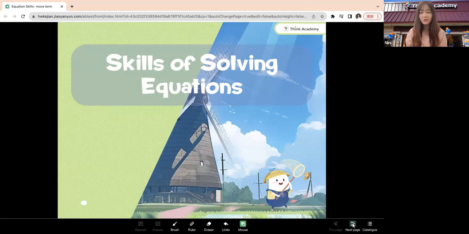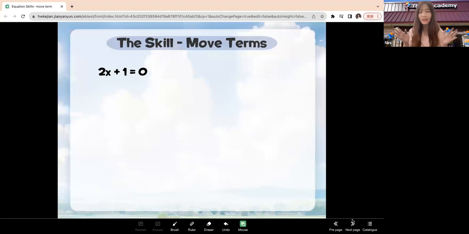So today we are going to learn a very important and foundational skill, which is to move terms in an equation. Maybe some of you know how to do it, but why can we do that? I'm going to explain the logic behind it today.